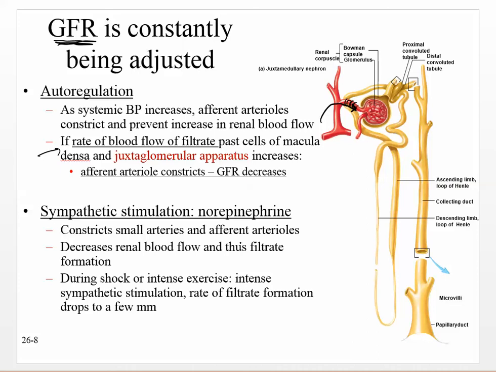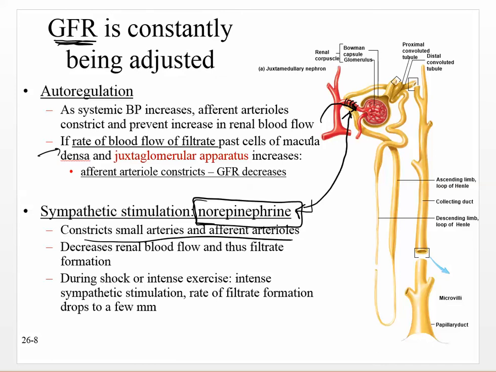Now, there's another thing that we haven't really talked about, but kind of makes sense, and that's sympathetic. Remember, sympathetic is your fight or flight. That's your adrenaline rush. Well, adrenaline, epinephrine, norepinephrine is the neurotransmitter that controls that. And what that does is it causes constriction of the small arteries, the afferent arterioles. So sympathetic nervous system activation.